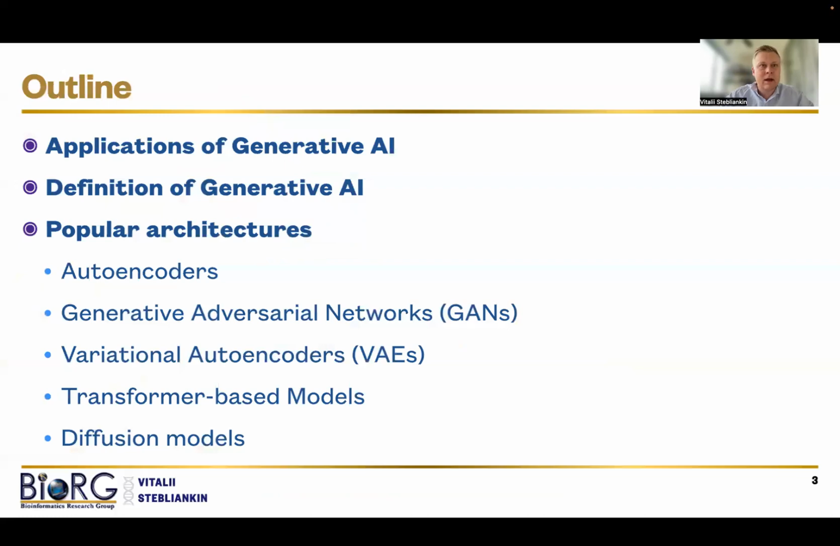So this is the outline of what I will be talking about today. First, I will talk about applications of generative AI. What is it and why we even care about it? Then I will discuss a formal definition of generative AI, how it is getting trained. And then I will discuss popular architectures such as autoencoders, generative adversarial networks, variational autoencoders, transformer-based models, and diffusion models.